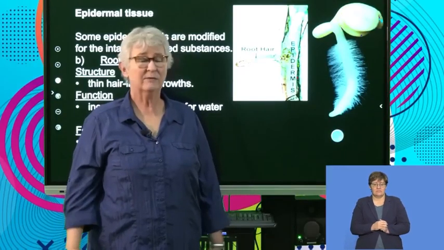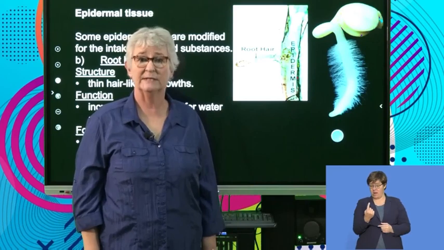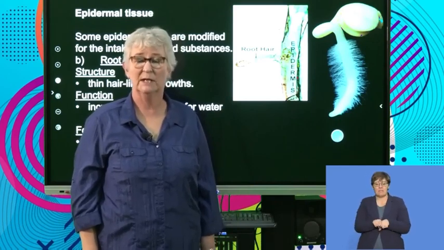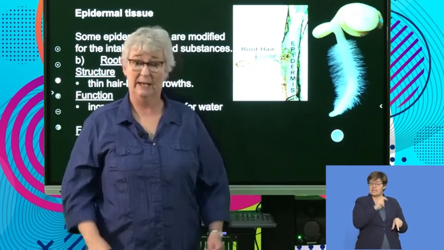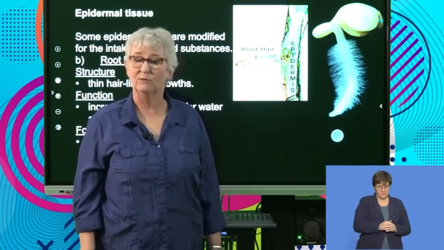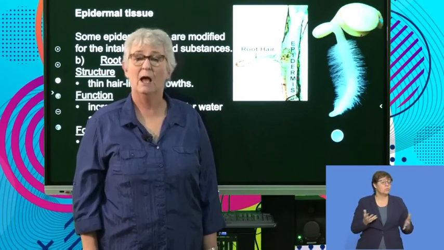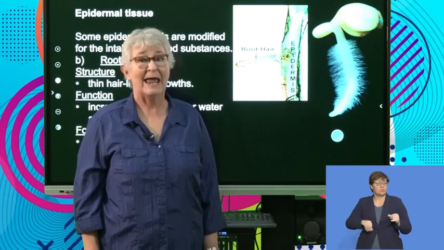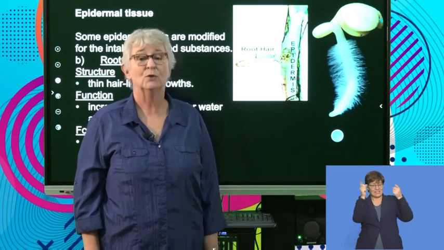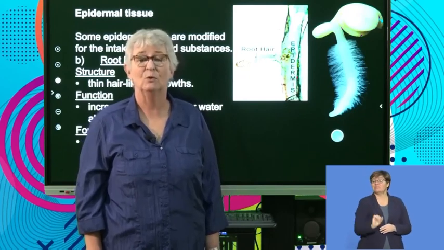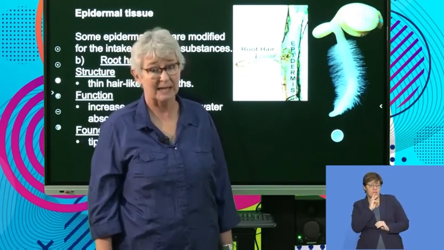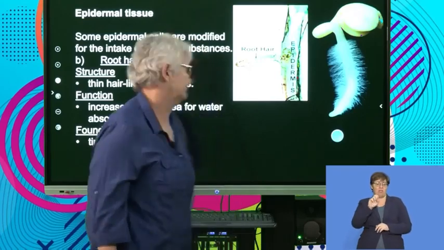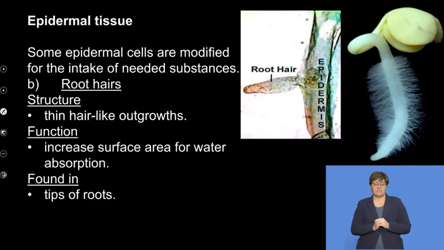But air isn't the only thing that plants have to take in. For example, if you have a pot plant, you have to put water on the pot plant to keep it alive. And where do you put the water? You put the water on the soil. That is because in the soil are the roots, and the roots have specialized cells whose function it is to absorb water. And these are the next specialized epidermal cells we're looking at. They are called root hairs.